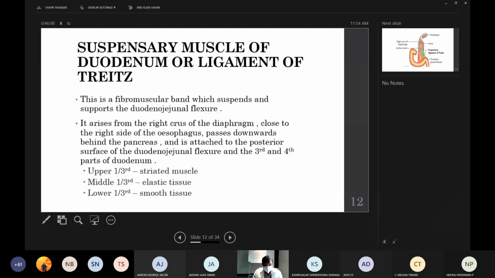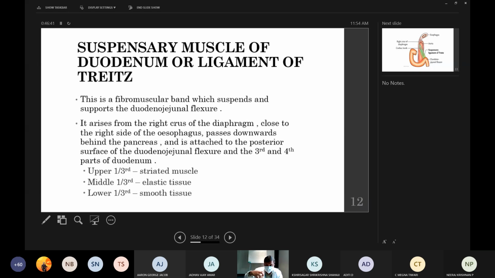This slide we skipped. This is called the suspensory muscle of the duodenum, or ligament of Treitz. The duodenojejunal flexure is suspended by a fibromuscular band from the right crus of the diaphragm. This fibromuscular band is called the suspensory muscle or suspensory ligament of Treitz. This fibromuscular band suspends and supports the duodenojejunal flexure.